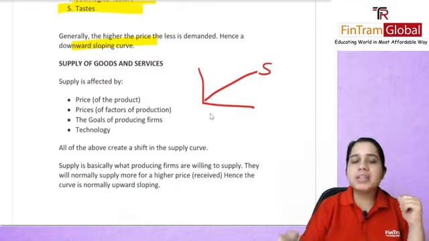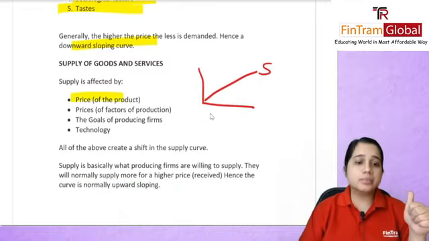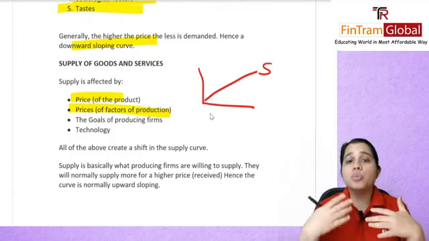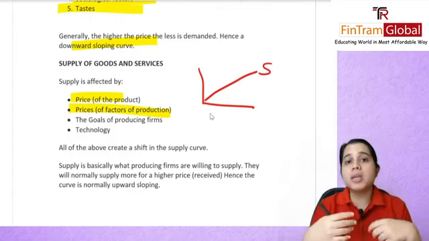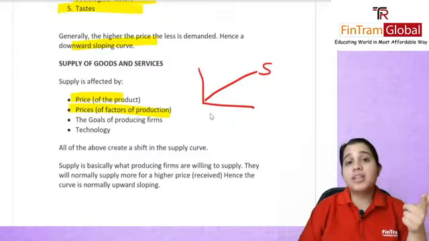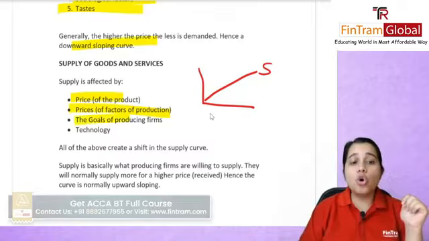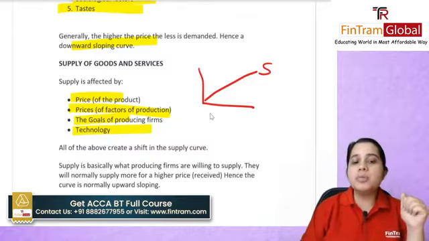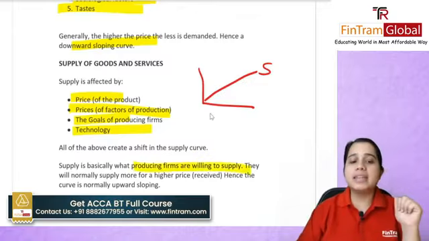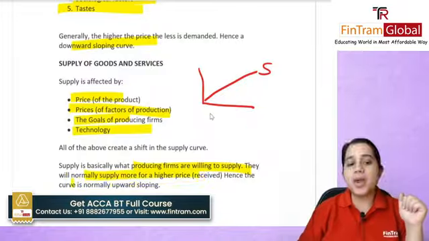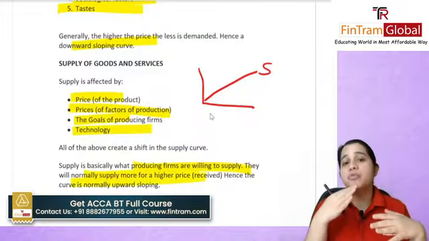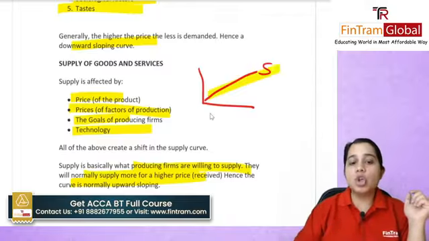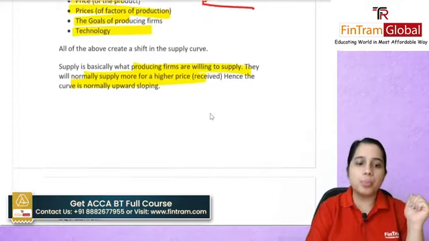How will supply be affected? Again, what is the price of your product? If you are selling at a higher price, of course you want to supply more so that you can make more profit. Then there are the factors of production, the costs, and the technology that you have. Supply is basically what producing firms are willing to supply. They will normally supply more for a higher price, and for this sole reason the supply curve is upward sloping and your demand is downward sloping.